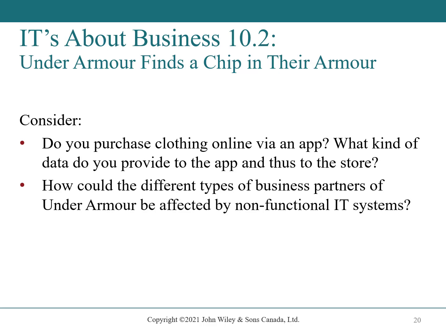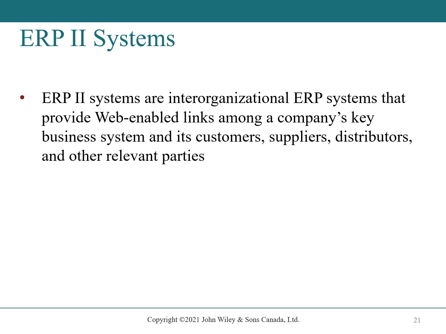What we'd like you to consider here is, do you purchase clothing online via an app? What kind of data do you provide to the app and thus to the store? And how could different types of business partners of Under Armour be affected by non-functional IT systems? ERP2 systems. ERP2 systems are inter-organizational ERP systems that provide web-enabled links among a company's key business system and its customers, suppliers, distributors, and other relevant parties.